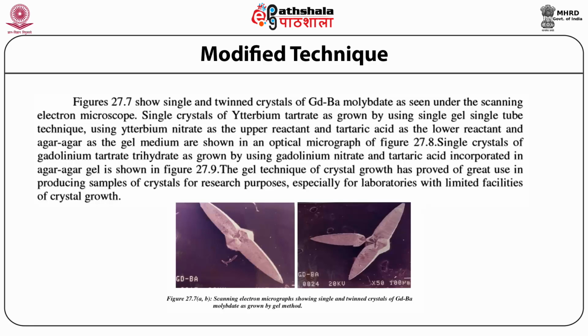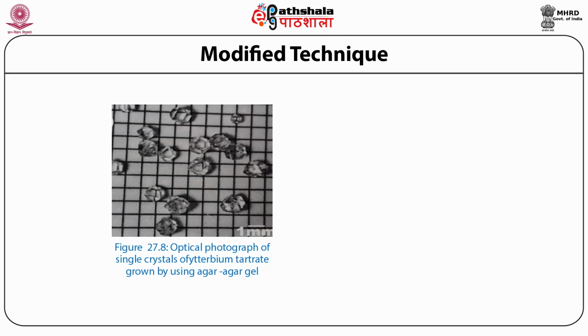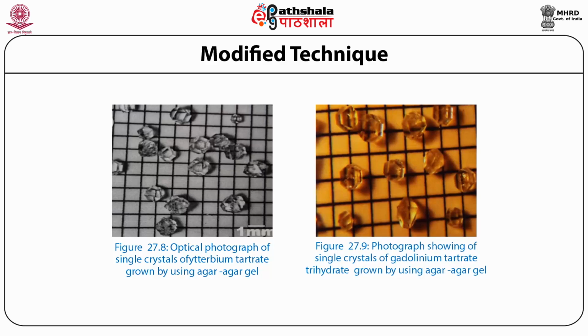The gel technique of crystal growth has proved of great use in producing samples of crystals for research purposes, especially for laboratories with limited facilities of crystal growth. Here in figure 27.8 is an optical micrograph of single crystals of ytterbium tartrate grown by using agar-agar gel. And figure 27.9 shows single crystals of gadolinium tartrate trihydrate grown by using agar-agar gel.